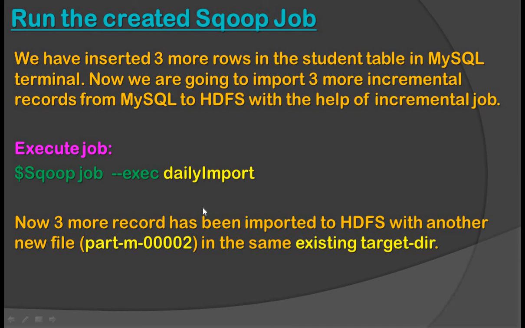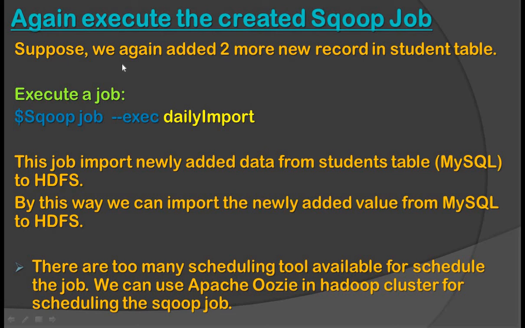So in this way we can create a new Sqoop job with incremental append, and we can execute that job and import the newly added records from the RDBMS table to HDFS. Now let's see. Suppose we again added 2 more new records in the students table. Then we need to execute this job again for importing those 2 more records onto HDFS. When we execute this job, it imports the newly added data from the students table to HDFS. In this way we can import the newly added values from MySQL to HDFS.